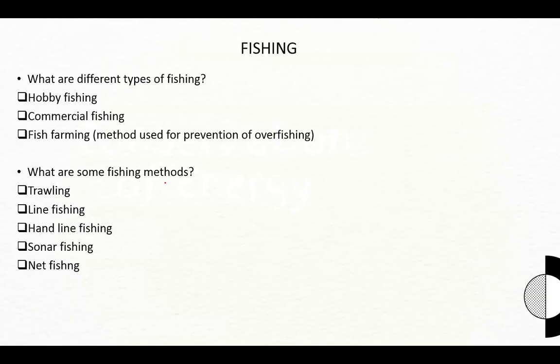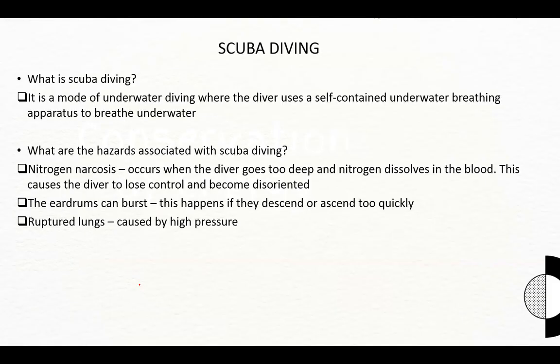Now, what are some fishing methods? We have many different methods that can be used, some more effective than others based on what you want to use it for. So we have trolling, line fishing, hand line fishing, sonar fishing, and net fishing. And last on this topic, we have scuba diving.